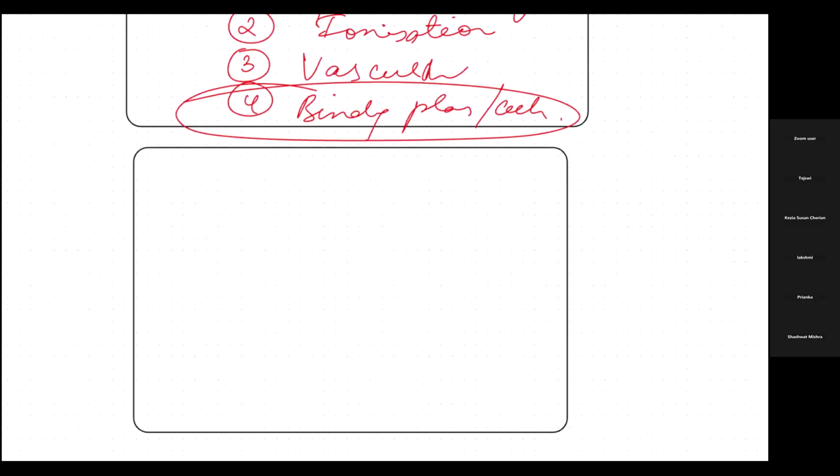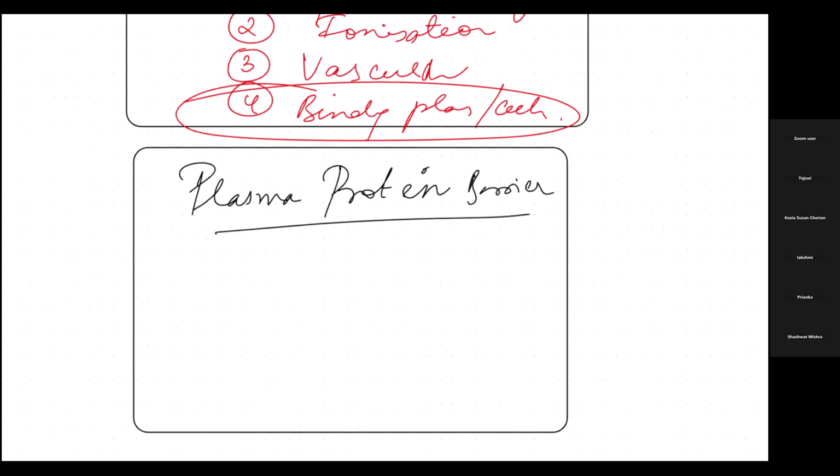Now what is the plasma protein barrier? I think only 1.5 minutes are left, so this plasma protein barrier won't be completed. Should I stop here, or does anyone have any doubts or suggestions? Please let me know. This plasma protein barrier needs a bit of time to be explained, and unfortunately we are not able to finish pharmacokinetics completely. We have only reached distribution. So I think we have to stop because it won't be completed.